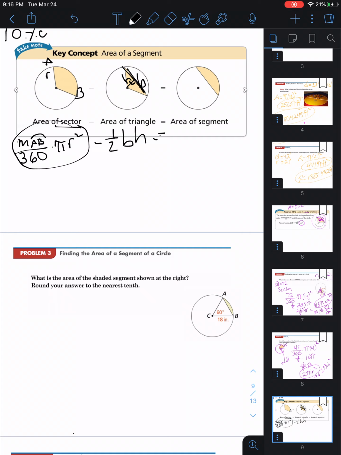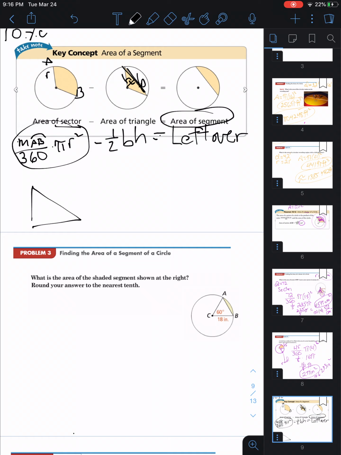And then what's left over, once you found the difference, is called the area of the segment. That's this little piece up here. So we're still using sector. We're taking away the area of the triangle, which we're a little familiar with, but we're going to be looking at 45, 45, 90 right triangles and 30, 60, 90 right triangles.